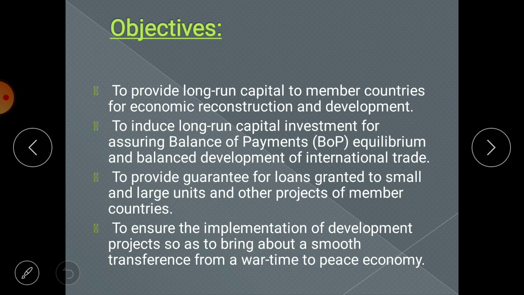To ensure the implementation of development projects so as to bring about a smooth transference from a wartime to a peace economy. Wherever development projects are there, the World Bank will be there to give you the loan, or to help you get a loan from developed countries by being a guarantor, so that a country can move from a wartime economy to a peacetime economy.